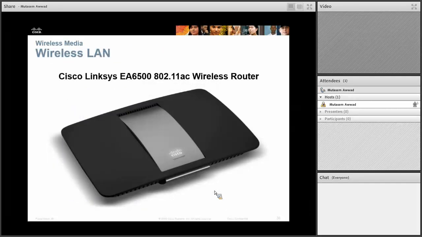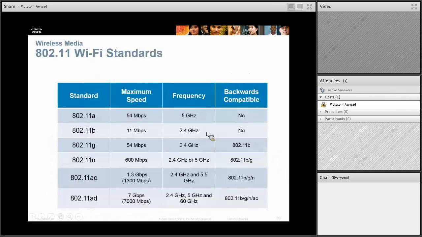Here's a typical wireless LAN, the latest and the greatest from Cisco, the 11AC wireless router. Of course, the antenna is embedded inside the box, which you don't see. And here are the standards for the 802.11. AC's already been out. I'm not sure about the AD. But look at the AD. It can give you a maximum speed of 7 gigabit per second. That's pretty good. That's pretty close to the 10 gigabit wired Ethernet. And it's backward compatible to BG and then AC. AC is already out. A lot of devices support AC, 1.3 gigabit.